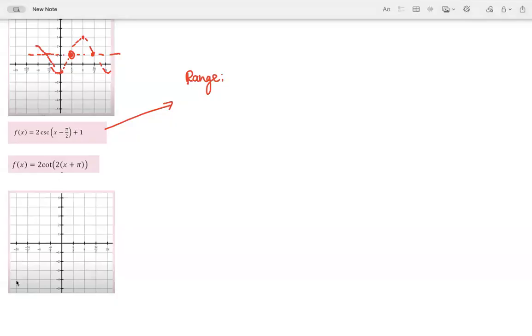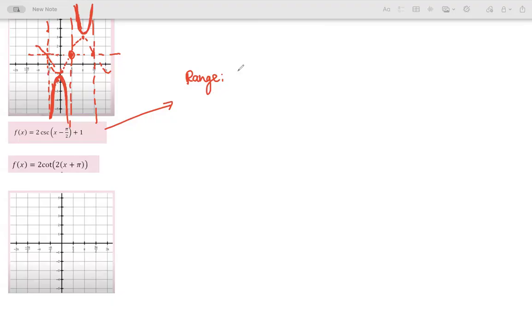So the final graph for this one would be, see, wherever there is a zero, there's going to be an asymptote. So the graph is going to look like this. Okay, we don't need to show here. The thickened ones are our graph. Shragvi, are you following?